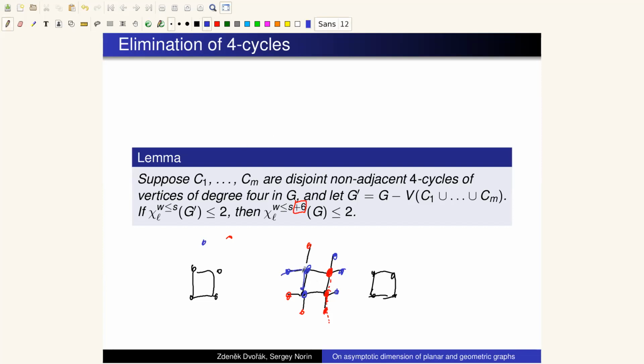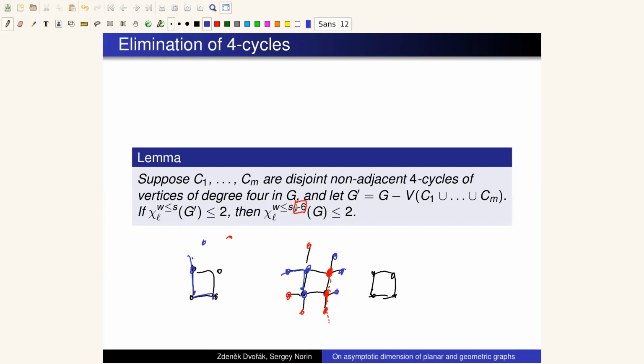And then you need to work out a couple more cases of how the neighborhood of this 4-cycle can be colored. And you can always do it increasing the weak diameter by at most 3 inside each of the 4-cycles. And because the 4-cycles are non-adjacent, this increases the weak diameter of any component by at most 6.